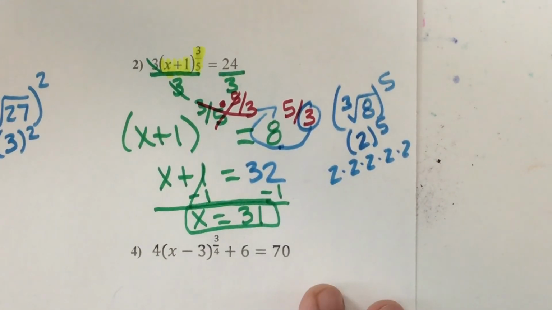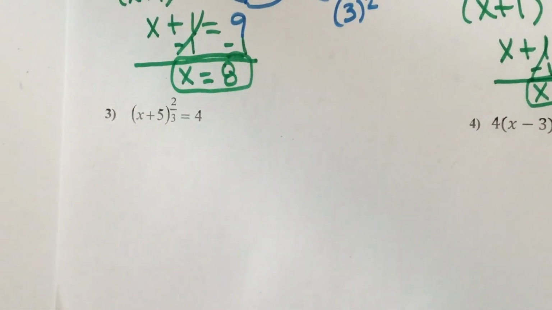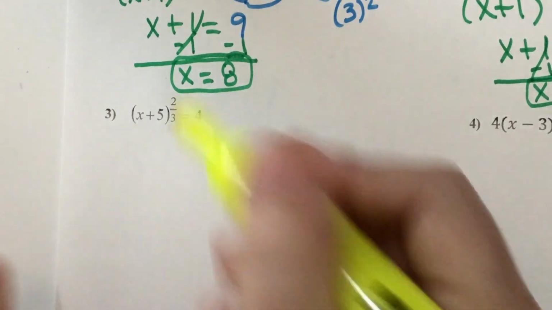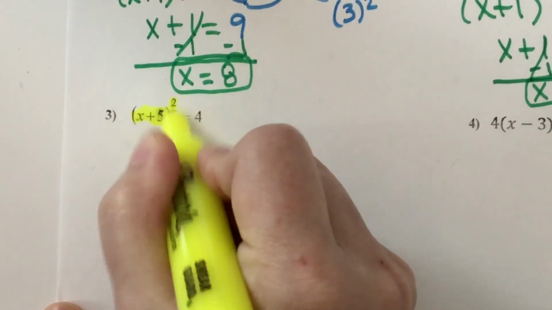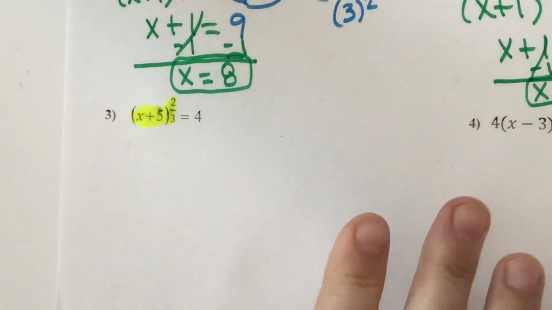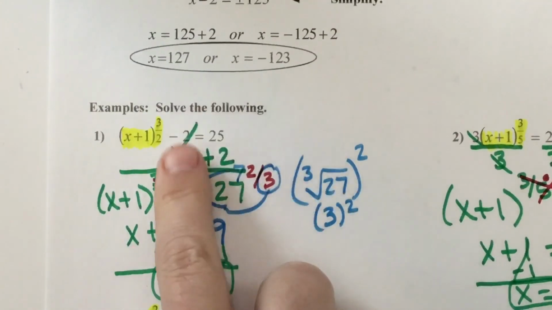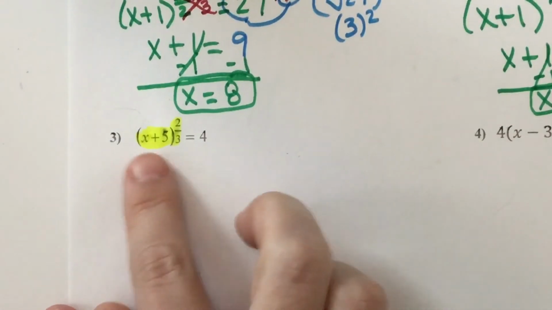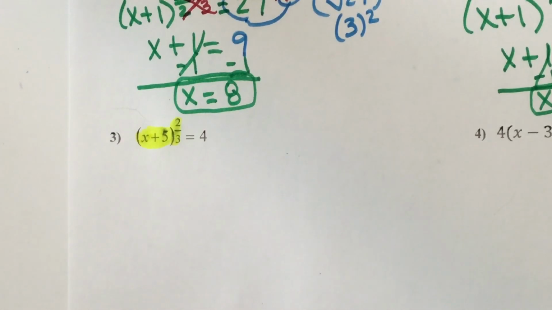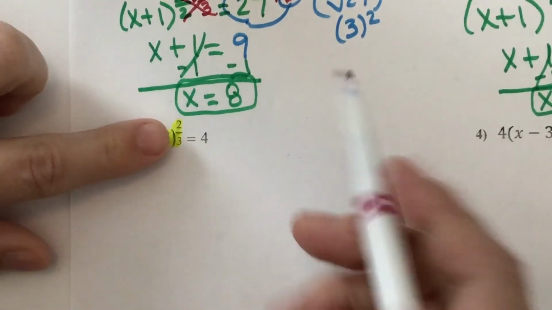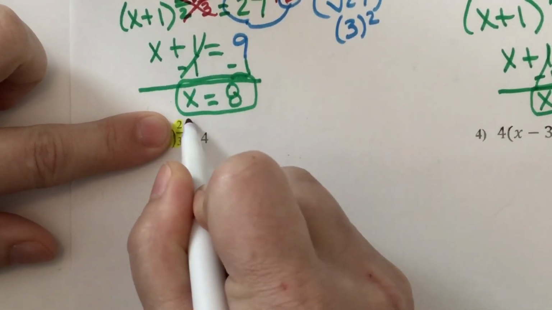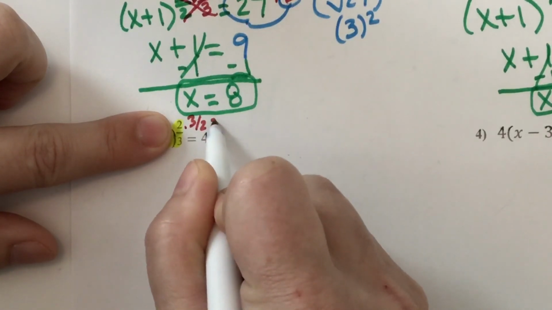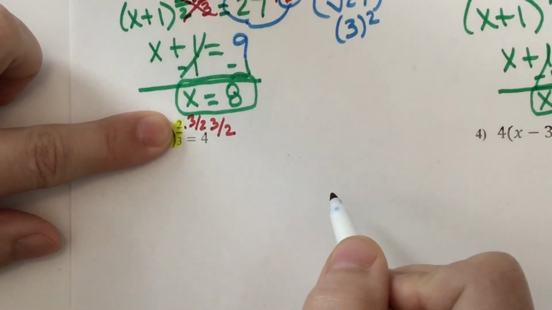Okay, let's go to number 3. If you will notice, the stuff in parentheses with the fraction exponent is by itself this time. In number 1, there was something subtracted behind it. In number 2, there was something multiplied up against it. In this problem, it's by itself. So I'm ready right now for the reciprocal exponent. And the reciprocal to this is 3 over 2. And I have to raise both sides to that power.